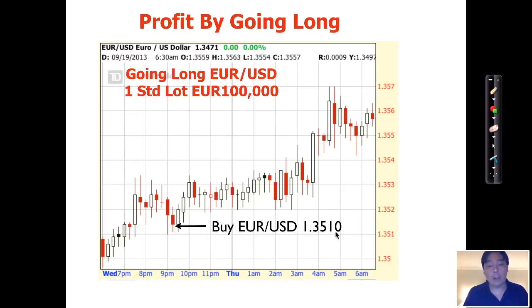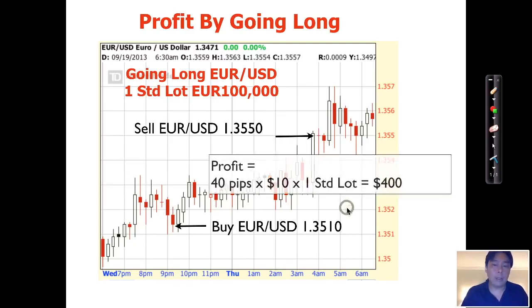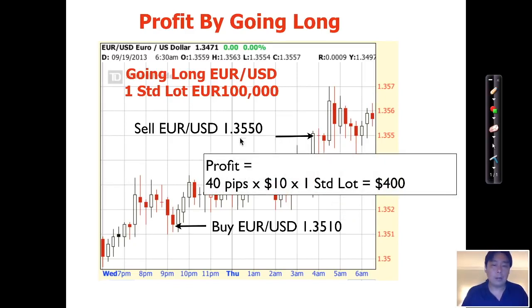And say we go long at 3510, okay? And we buy one lot. We buy 100,000 of the base currency, which is 100,000 euros. So we key in one lot into the broker, and we enter the trade. And say we are right, and it goes to 3550, and we sell. So how many pips did we capture? We captured 40 pips, right? Because 3550 minus 3510 is 40 pips.